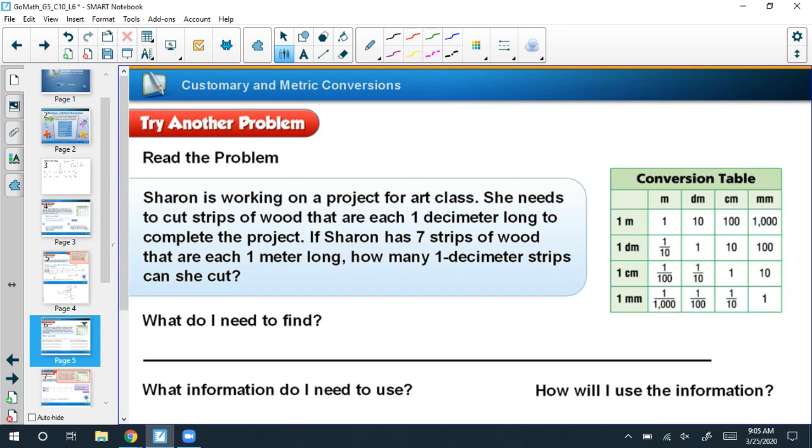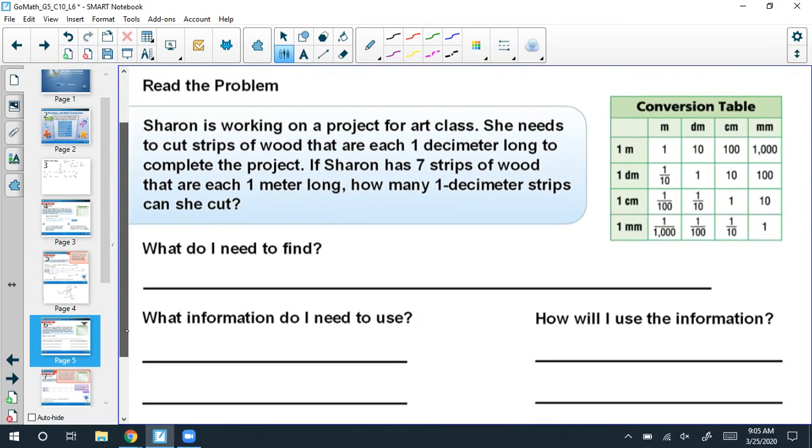Taking a look at our next problem here, it says Sharon is working on a project for art class. She needs to cut strips of wood that are 1 decimeter long to complete the project. If Sharon has 7 strips of wood that are each 1 meter long, how many 1 decimeter strips will she cut? Well, again, we're going to go through our problem-solving questions. The first one is, what do I need to find? And I need to find how many decimeter strips she can cut.